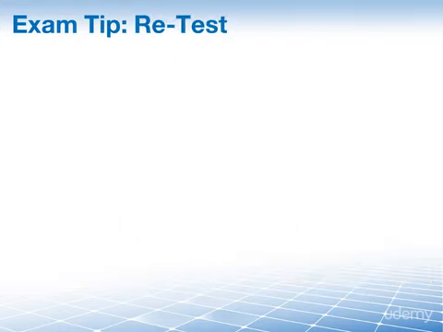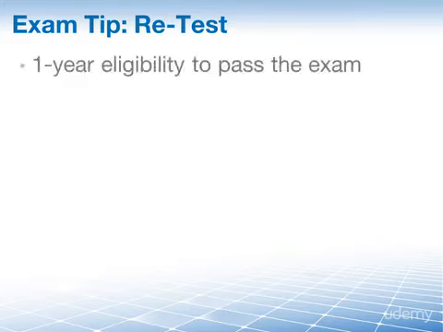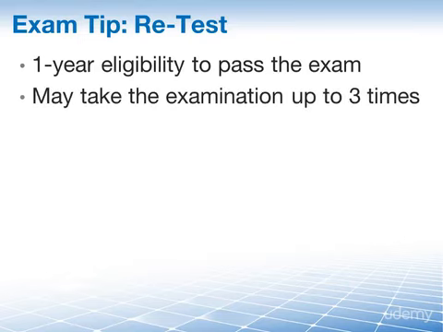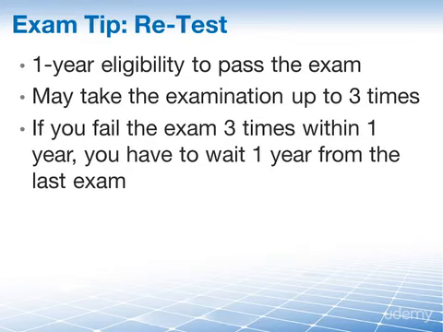Since you have not passed the exam on your first attempt, you may now retest. You are granted a 1-year eligibility period in which you can pass the PMP exam. During this period, you may take the exam up to 3 times. So plan your time carefully to leave enough time during this period to retake your exam if you need it. If you fail the exam 3 times within the 1-year period, you must wait 1 year from the date of your last exam that you took before you can reapply for the credential.